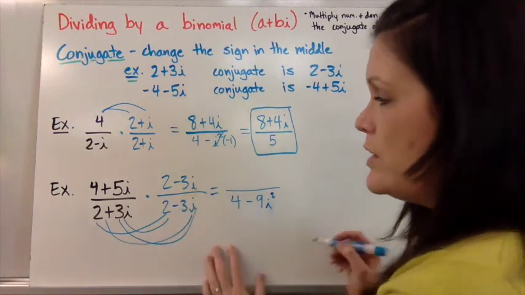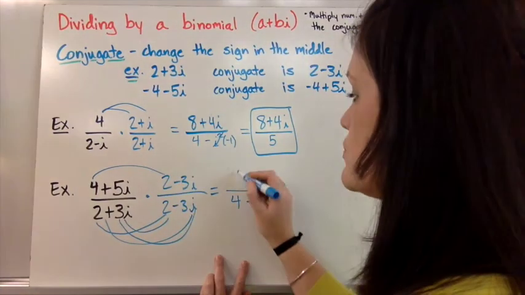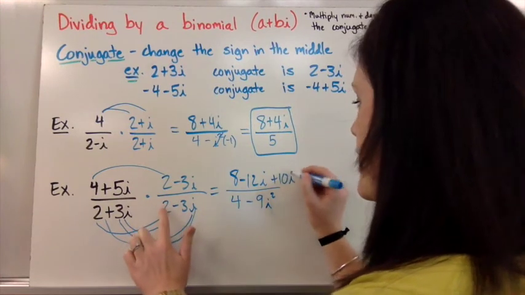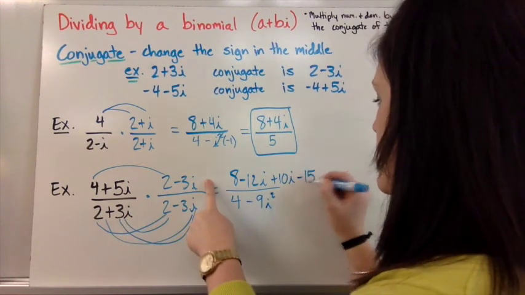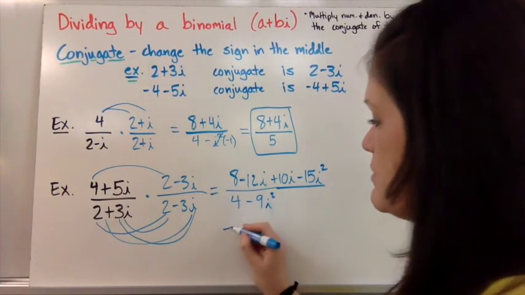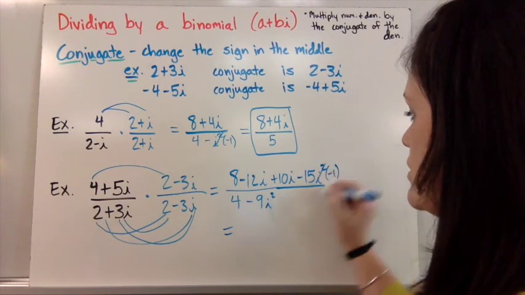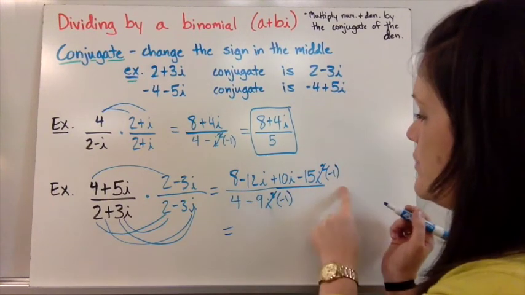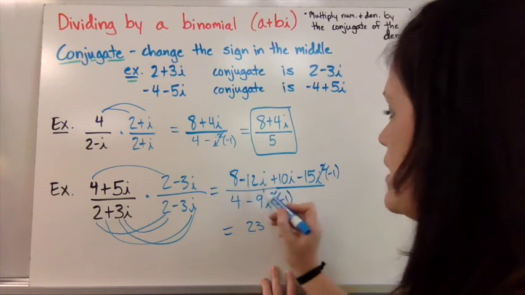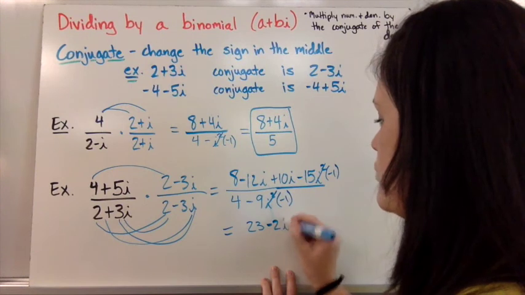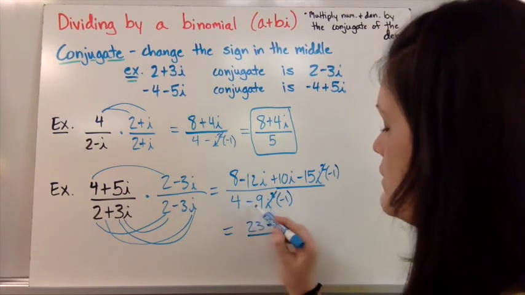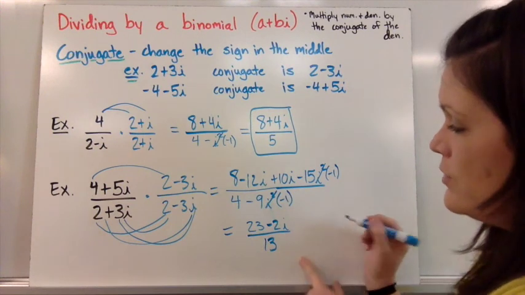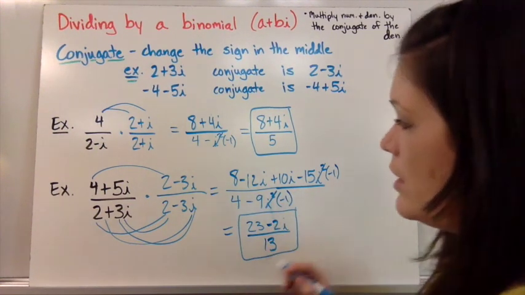In the numerator, we do need to FOIL because these are not a difference of squares. First times first would be 8. Outside times outside is negative 12i. Inside times inside is 10i, and last times last is negative 15i squared. Now we just need to keep simplifying. i squared is negative 1. We can say 8, and this will become positive 15. So 8 plus 15 is 23, and then negative 12i plus 10i is negative 2i, divided by 4, and this would become positive 9, so 4 plus 9 is 13. So we have 23 minus 2i over 13 for the simplified form of our original example.